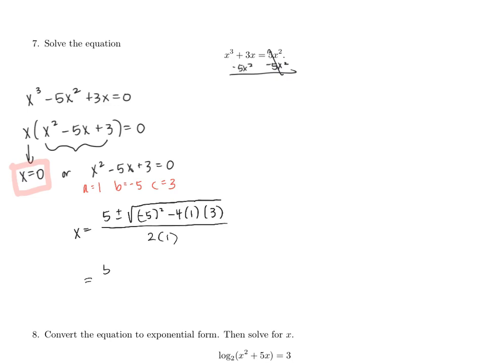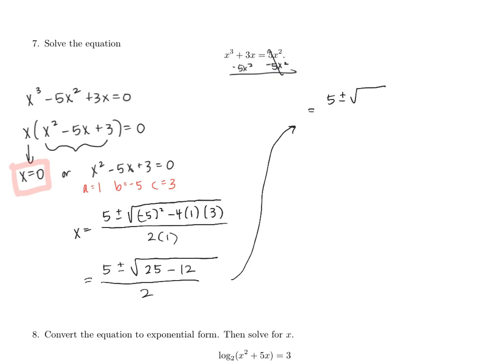Okay, so this is going to be 5 plus or minus the square root. This first term is always going to be positive because you're squaring it, so it's positive 25. And negative, we only have one negative, so it'll be negative 4 times 1 times 3 is 12, all over 2. All right, and so then we'll have 5 plus or minus the square root of 13 over 2. 13 is not going to simplify at all. We can't reduce that radical, so that's going to be it.